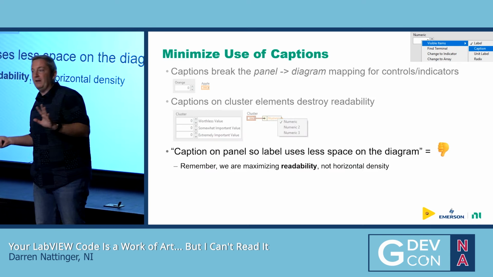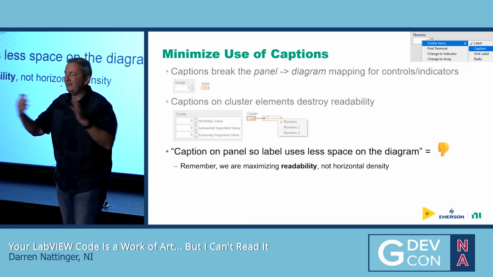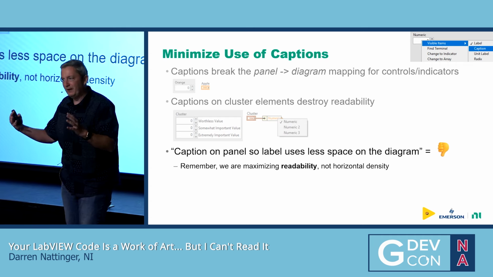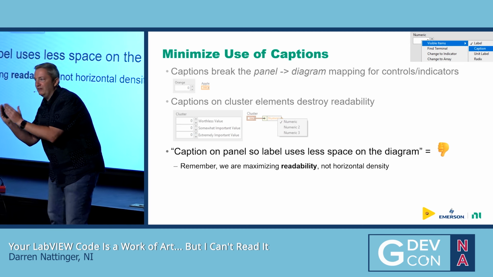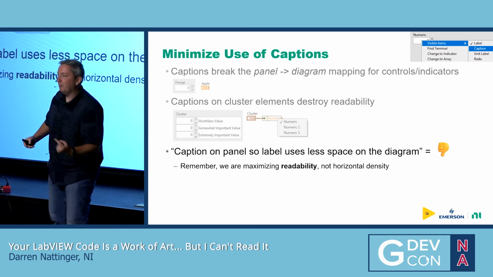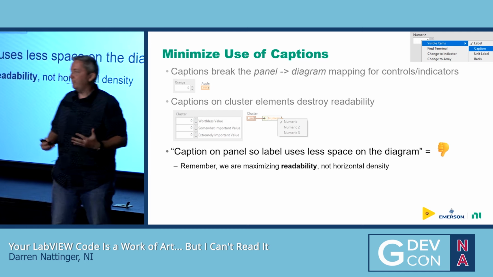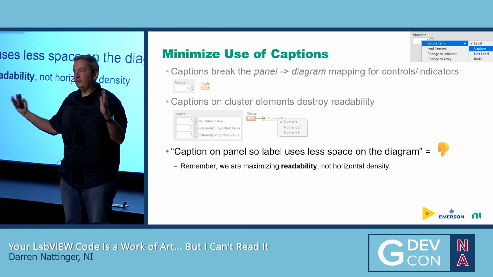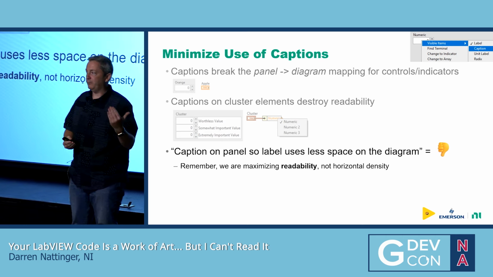I've also heard people make the argument, well, I've got this thing on the front panel, and I really need to give it a long description on the front panel, but I'll just use a caption for that. That way I can give it a really short label on the block diagram so it takes up much less space on the block diagram. Remember what I said a few slides ago? We're trying to maximize readability. We're not trying to maximize horizontal density. So for maximizing readability, the name on the block diagram should match the name on the panel.